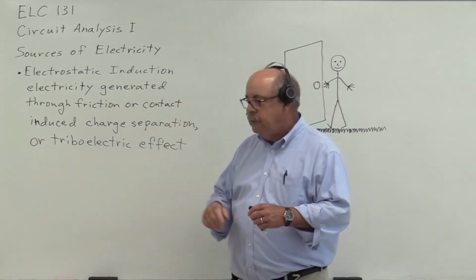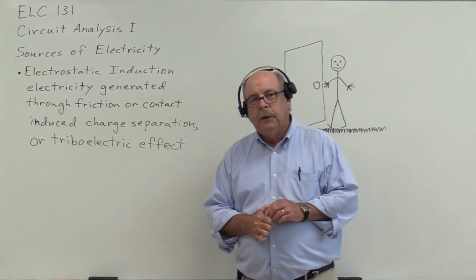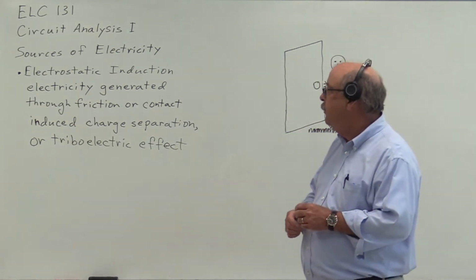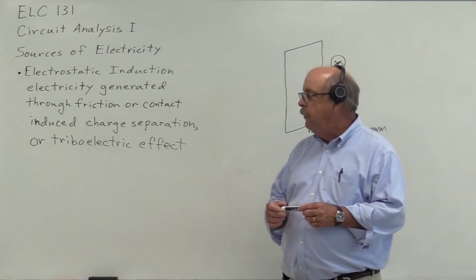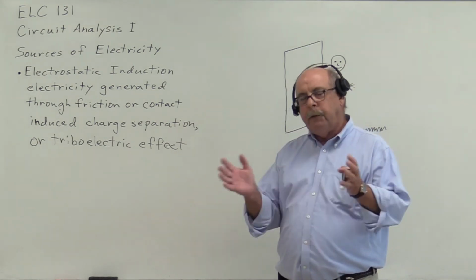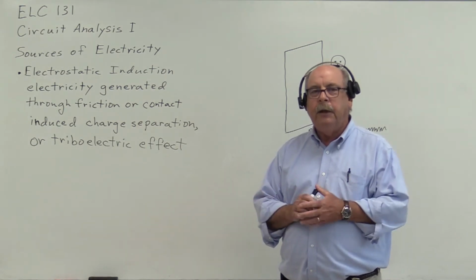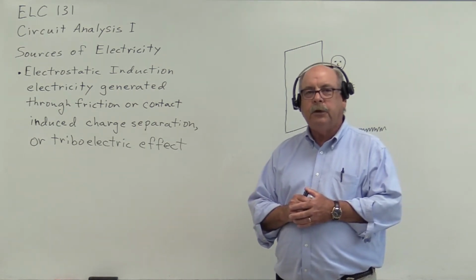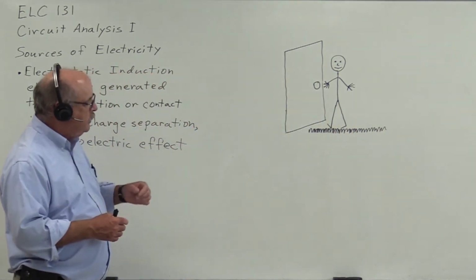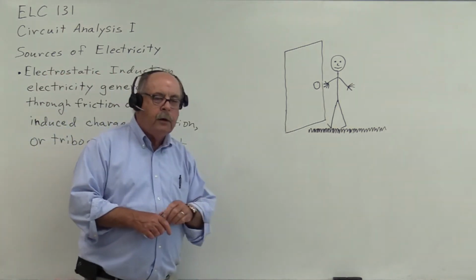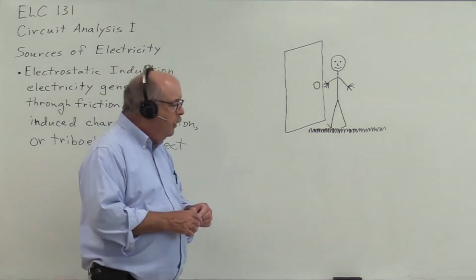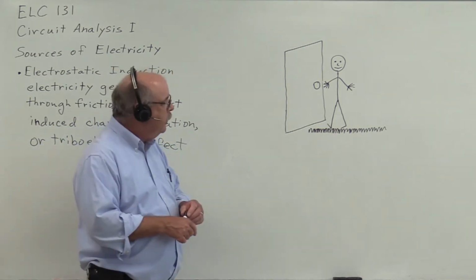Now, the first source of electricity we'll talk about is called electrostatic induction. This is where electricity is generated through friction, or what's called the triboelectric effect, where materials are separated and these materials have the ability to accumulate a charge. You've all experienced electrostatic induction, and a good example is when you walk across a carpeted floor, and sometimes even a vinyl floor or linoleum floor.